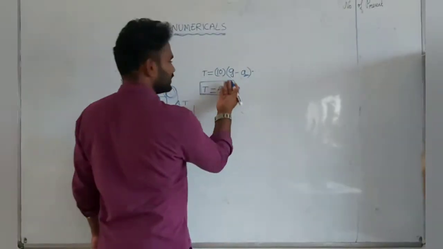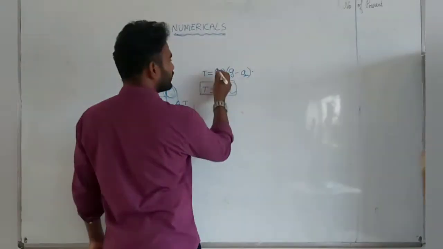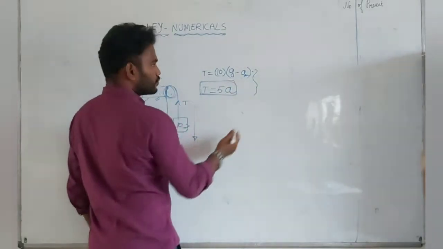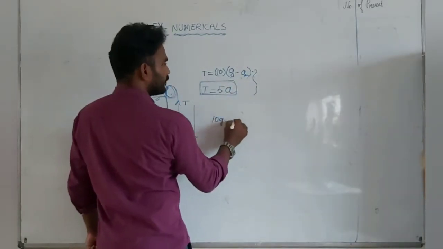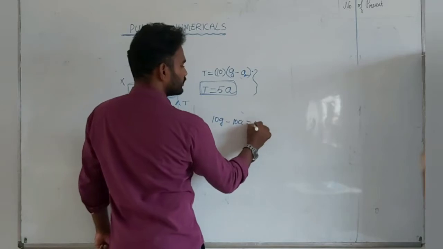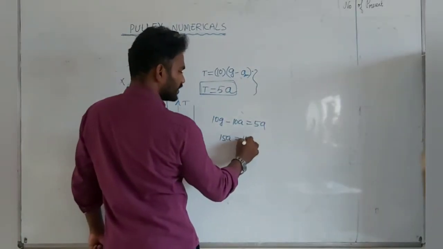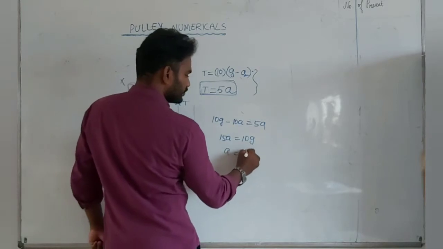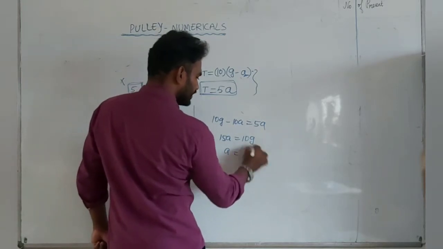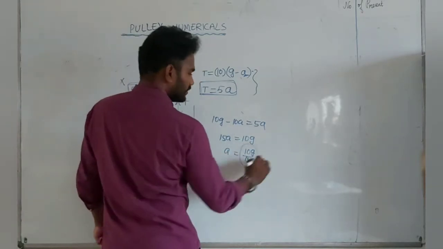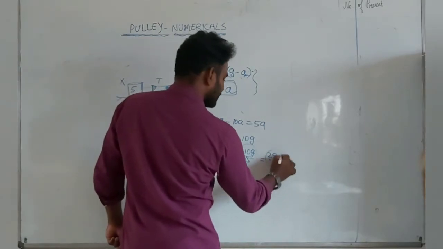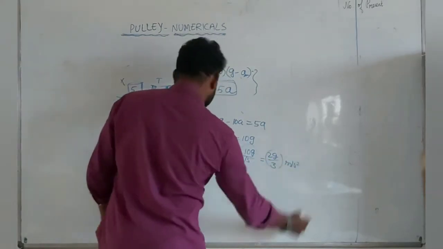So now we can use it. This is very simple now. So T is equal to 5a. So now equalize these two equations. What happens here? 10g minus 10a is equal to 5a, guys. Send this minus 10a that side. 15a is equal to 10g, guys. So a is equal to 10g divided by 15. That's it, guys. That means what is the answer? 2g by 3 meter per second square is the acceleration.